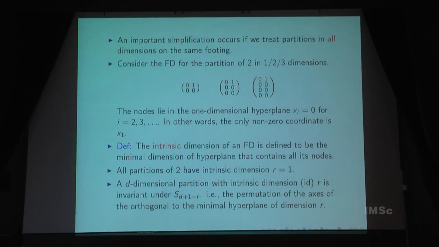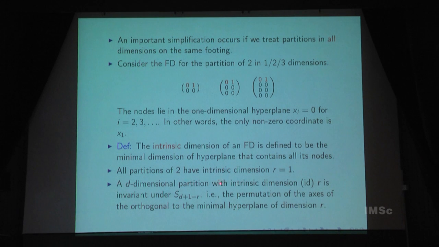So clearly you can define something: you ask if all the nodes lie in some r-dimensional hyperplane, you call that a partition with intrinsic dimension r. This is the true dimensionality of that thing. It's not the d which we are associating. And then you can see things like all partitions of 2 have intrinsic dimension r.